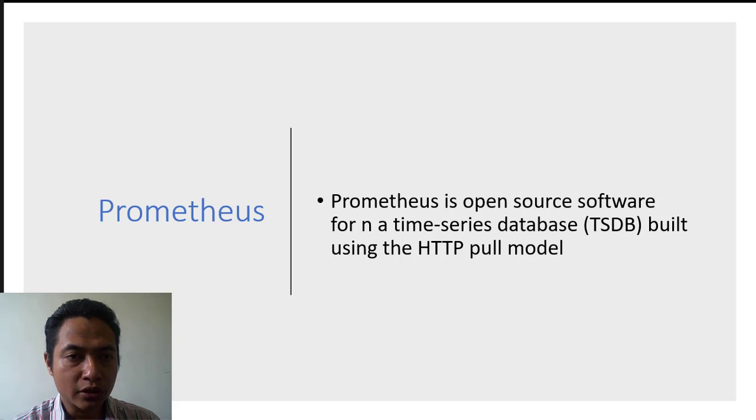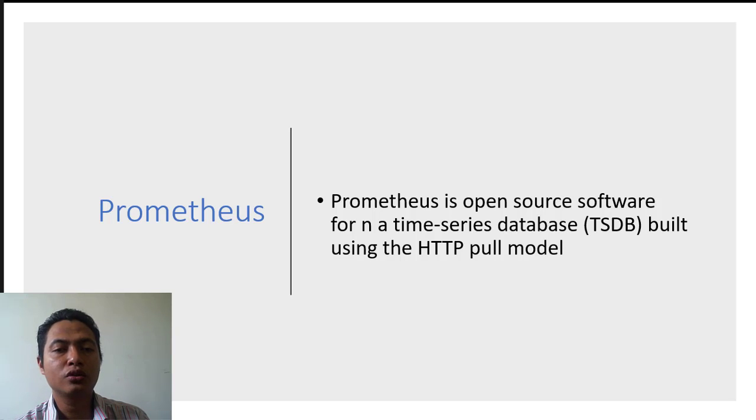Next is Prometheus. Prometheus scrapes metrics from instrumented jobs, either directly or via an intermediary push gateway for short-lived jobs. It stores all scraped samples locally and runs rules over this data to either aggregate and record new time series from existing data or generate alerts.